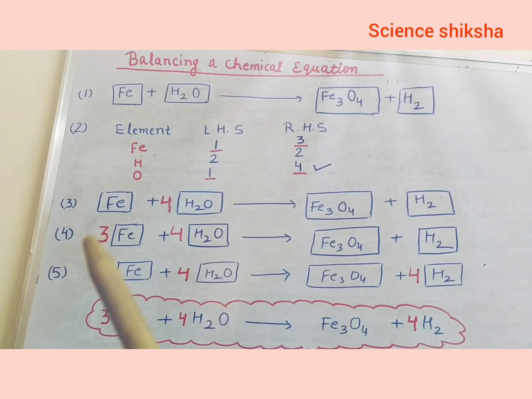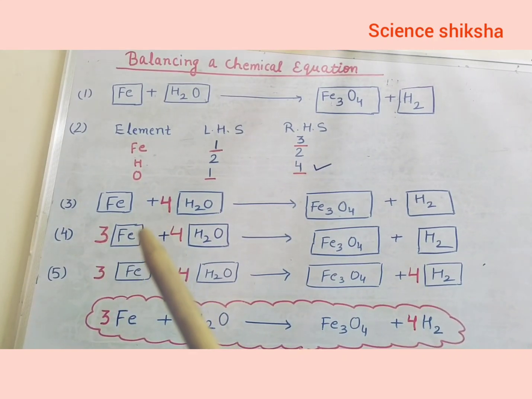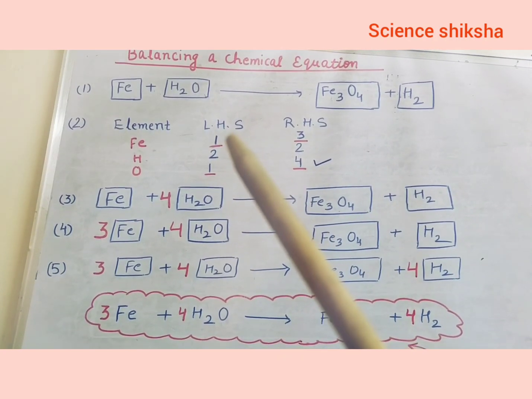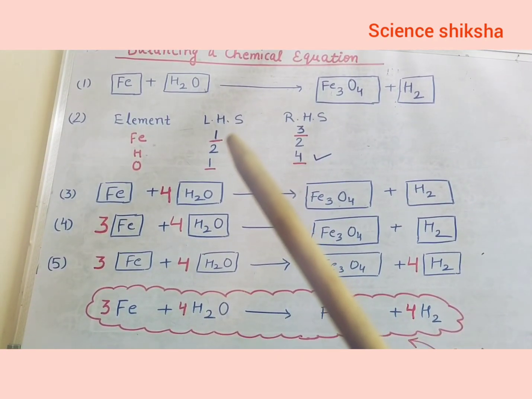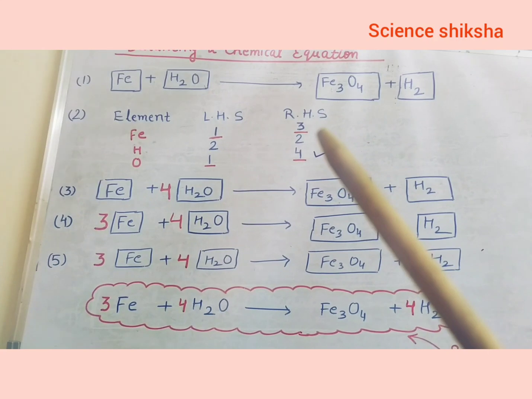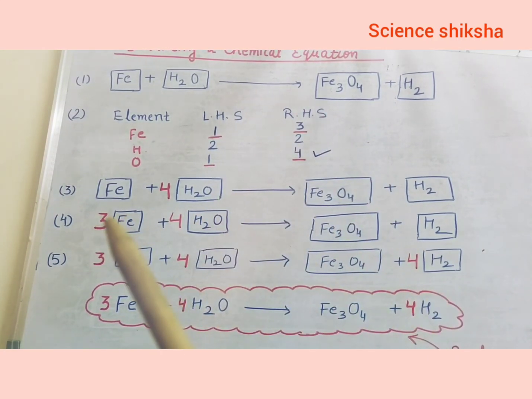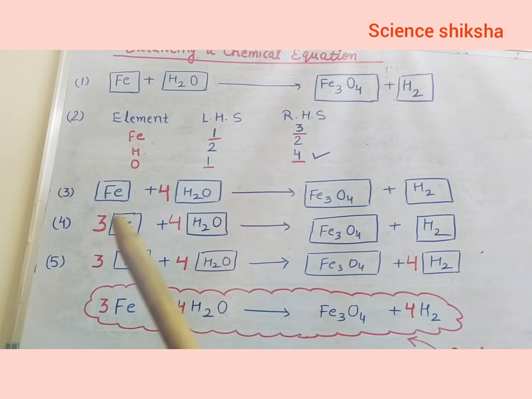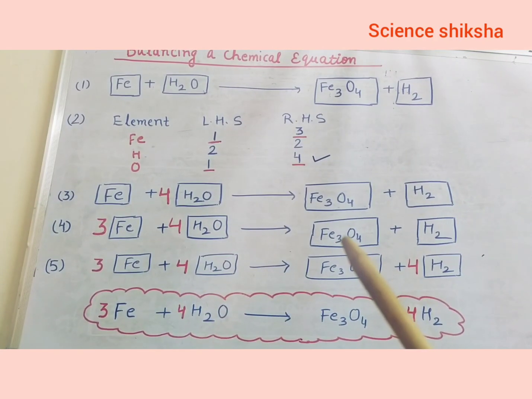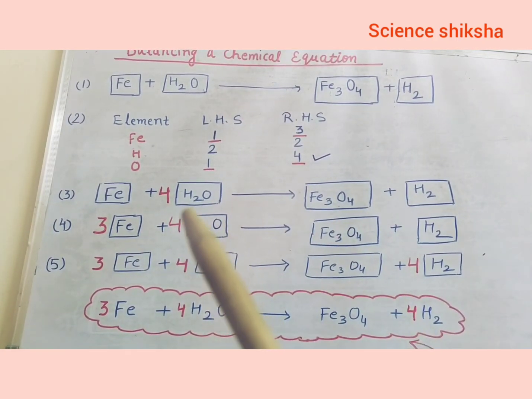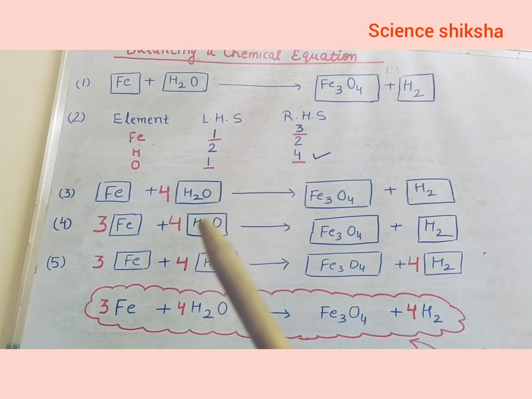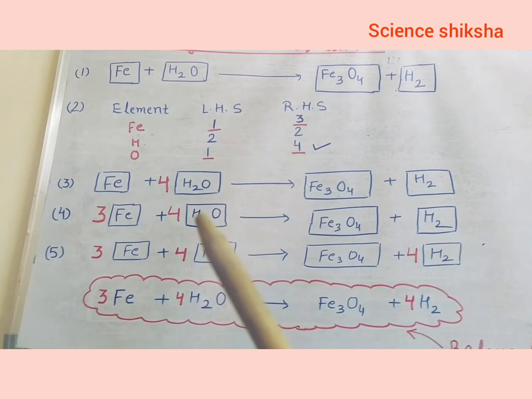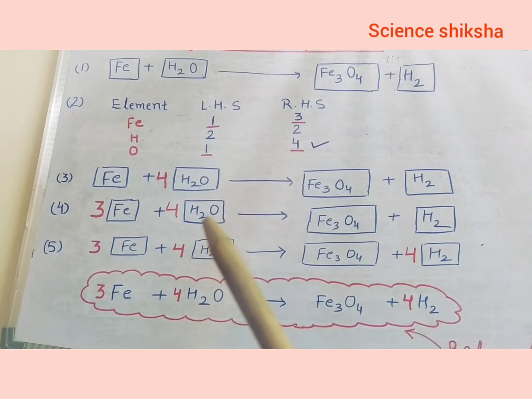In the next step, balance the iron element. So iron has only 1 atom on the left hand side and on the right hand side 3. So we have to put 3 before iron on the left hand side. Now it gets balanced. Now the oxygen atom becomes balanced already. Now only the hydrogen atom remains.